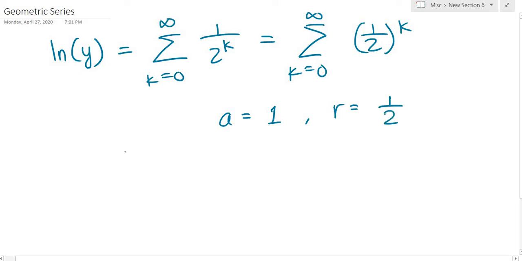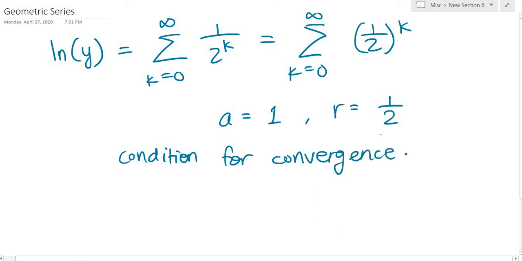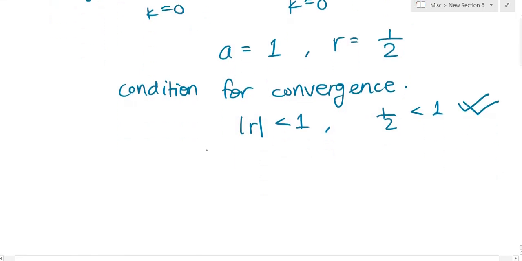What's the condition for convergence of a geometric series? The condition for convergence demands that the absolute value of r be less than 1, and r equals 1/2 is definitely less than 1. So our condition is satisfied. So our geometric series converges, and we can use the convergence formula that we have there.